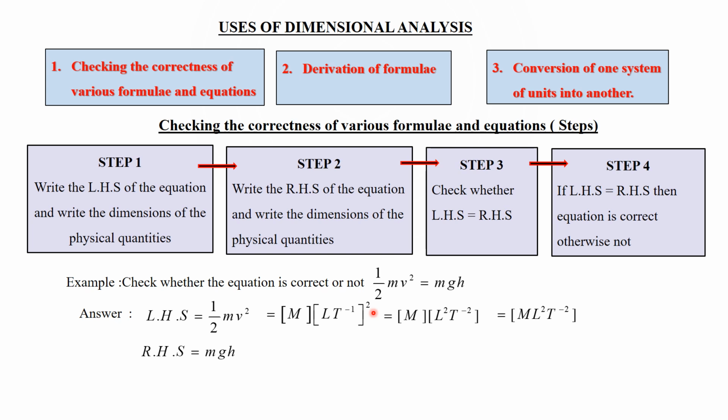Let's find out RHS. RHS is mgh. Let's put the dimensions of m, which is M, g is LT^-2, and h is L. So it is ML^2 T^-2. That means you can see LHS and RHS are the same, so we can say the equation is correct. Now let us do a few examples to check the correctness of equations.